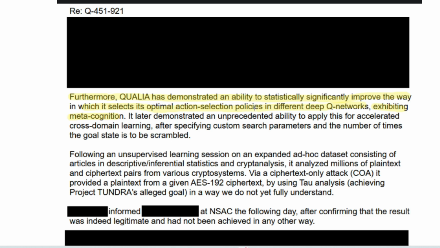Basically, at a very high abstract level, if you think of this AI as a brain, not only can it just learn things, it can reconfigure its neurons in the brain to improve itself. It can reconfigure itself to evolve over time to get better and better. And then it later demonstrated an unprecedented ability to apply this for accelerated cross-domain learning. Cross-domain learning, does that sound familiar to you? Remember, AGI is an AI that can perform tasks at the level of humans or better than humans.